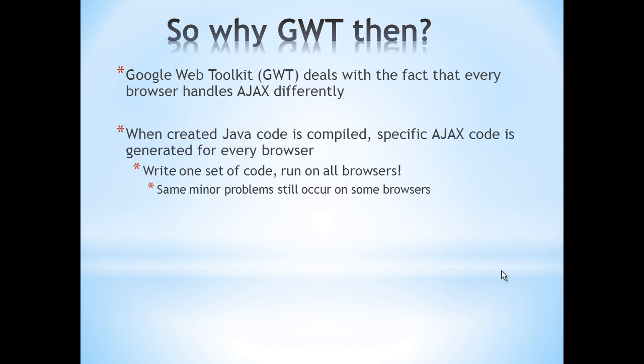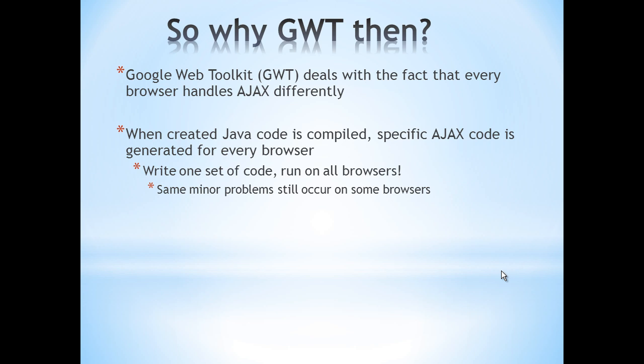And how does that happen? Well, when I've created my application in Java and it is compiled, specific Ajax code is generated for every browser, meaning if I deploy my application and I open it with Internet Explorer, the specific JavaScript code for Internet Explorer will be run. If I open Google Chrome, then basically the JavaScript for Google Chrome will be run. So this allows me as a developer to basically write one set of code, which in this case is Java, which can then run on all browsers.